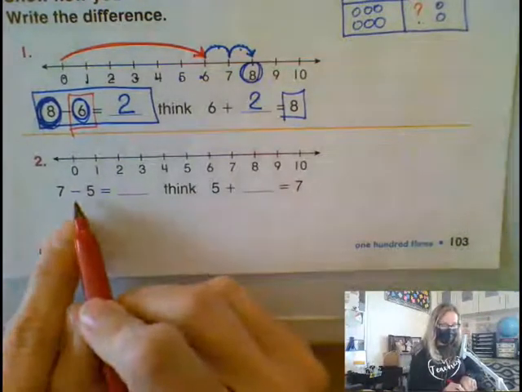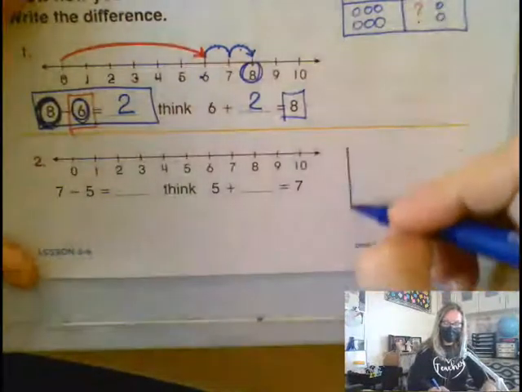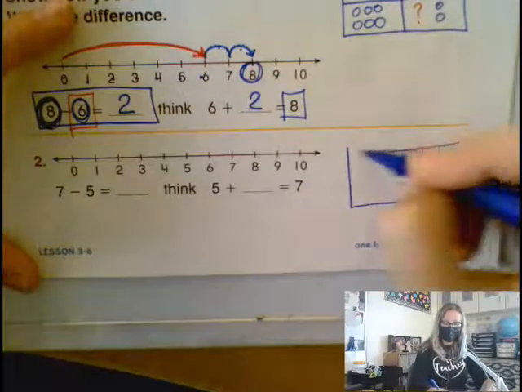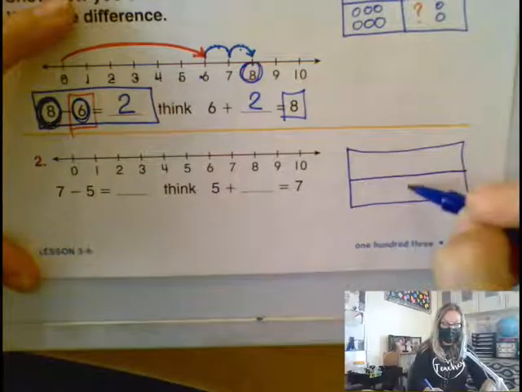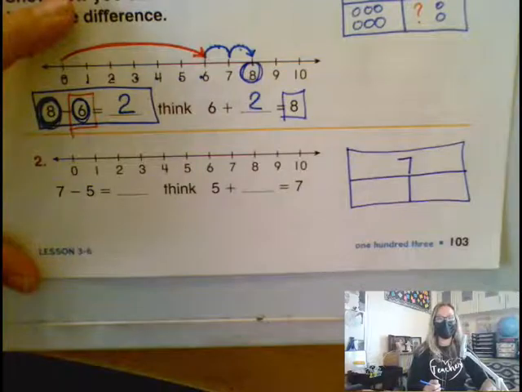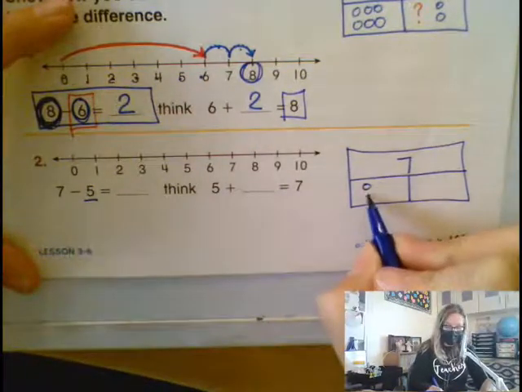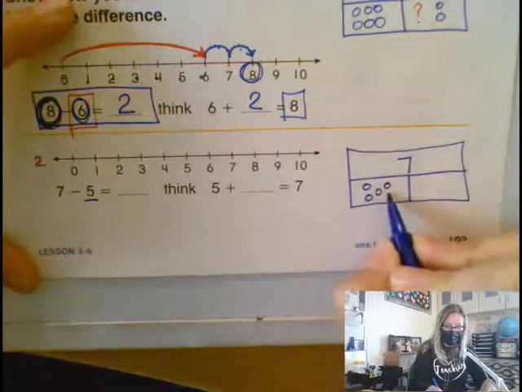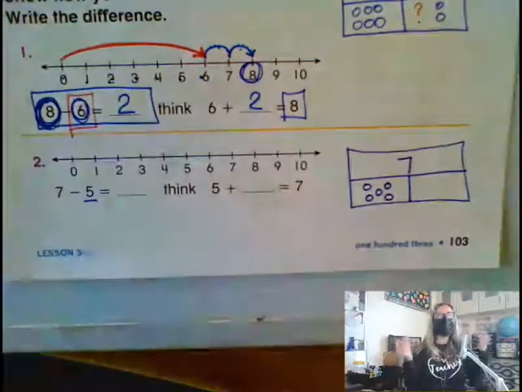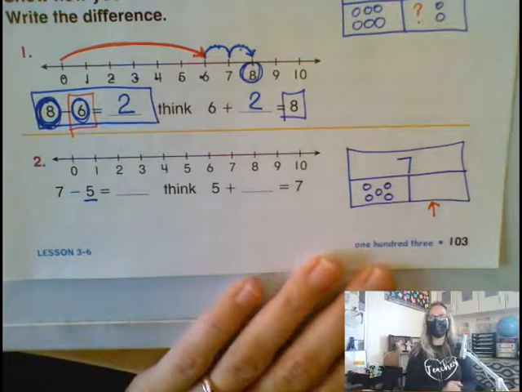7 take away 5. What do I know? Here's what I know, okay? I know that my whole is 7. That's my altogether number. And I know that one of my parts is 5. 1, 2, 3, 4, 5. What do I need to know? I need to know what this other part is.